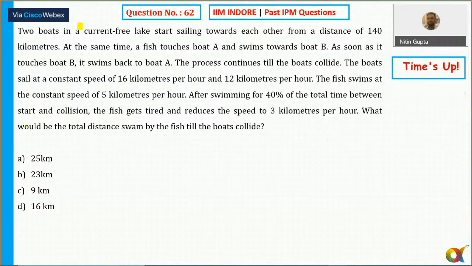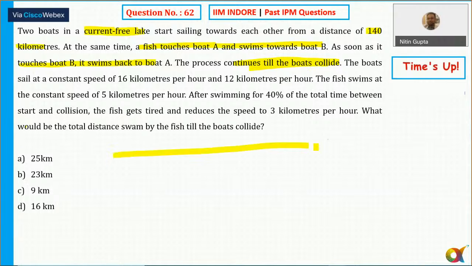It's two boats in a river where the speed of the current is zero. They start sailing towards each other from a distance of 140 kilometers. At the same time, a fish leaves boat A and swims towards boat B. As soon as it touches boat B, it swims back to boat A. The process continues till the boats collide. So what will happen here?